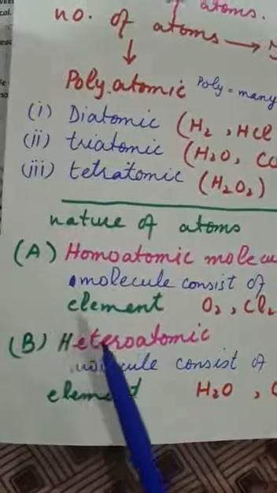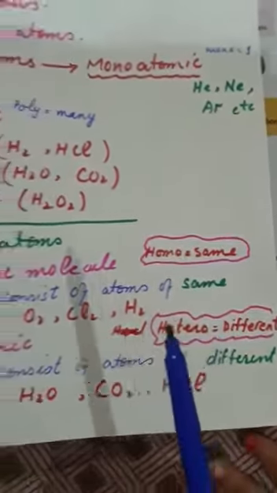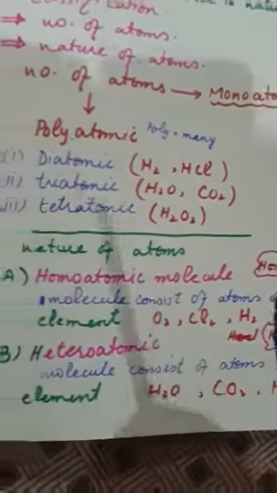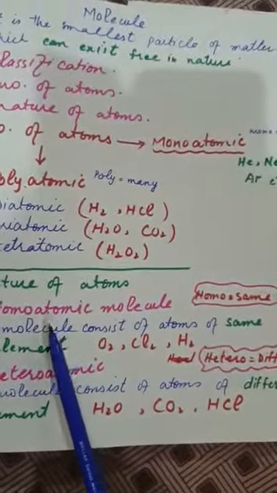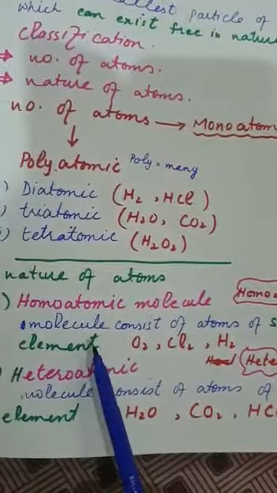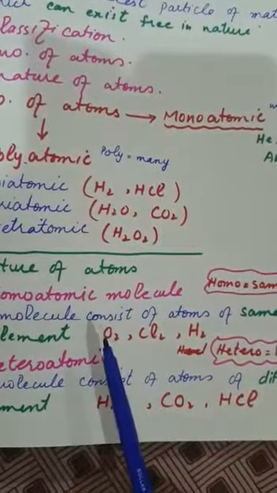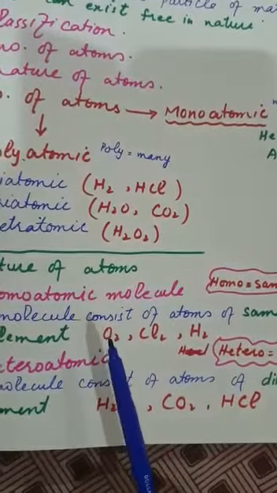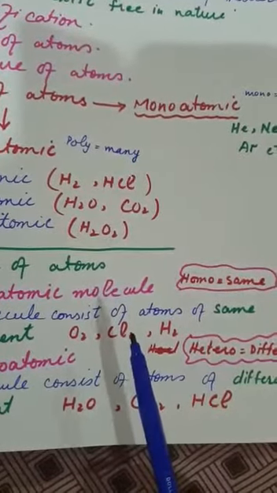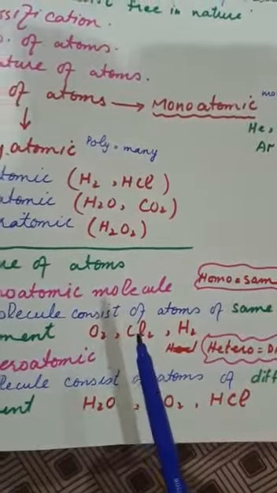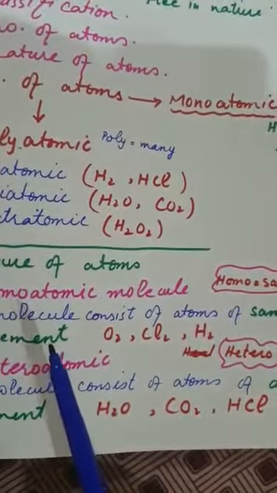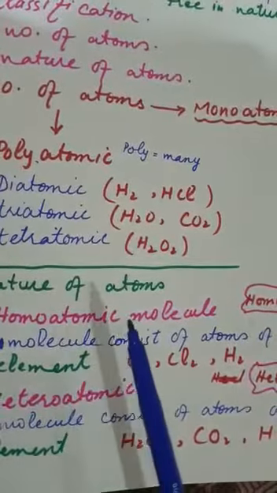As the word indicates, hetero means different. So in this molecule you will notice that different kinds of atoms are present. Now how will we define the homoatomic molecule? The molecule which consists of atoms of the same element, that is oxygen. 2 oxygen atoms are present, they are of the same nature, of the same kind. Similarly, chlorine, 2 chlorine atoms are present, they are of the same nature, same kind. So if the same elements are there, that will be the homoatomic molecule.